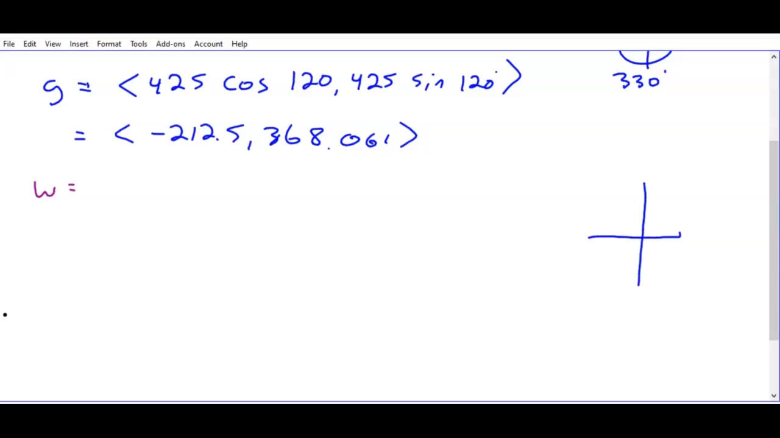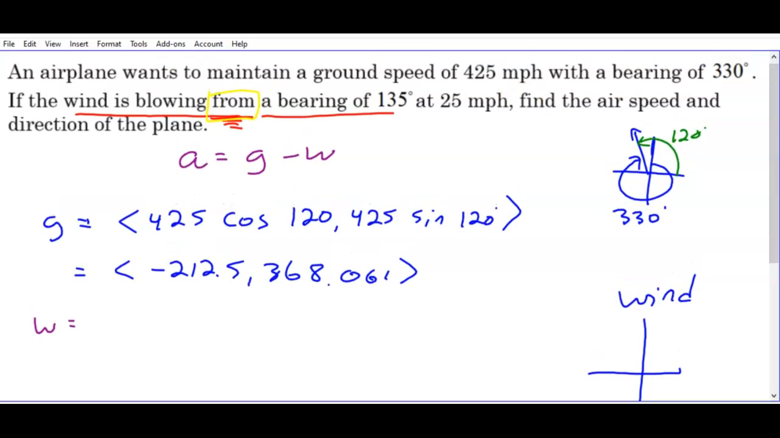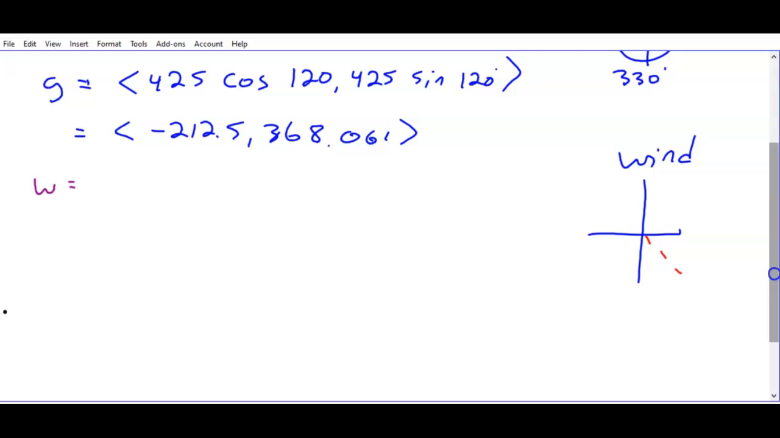For my wind, the question says the wind is blowing from 135. So when I think about 135, 135 is down here. That's where the wind is coming from. So it's coming from the fourth quadrant. Where's it going to? Because that's where the wind pushes your plane, where it goes to. Yes, just like we talked about before when we first started.